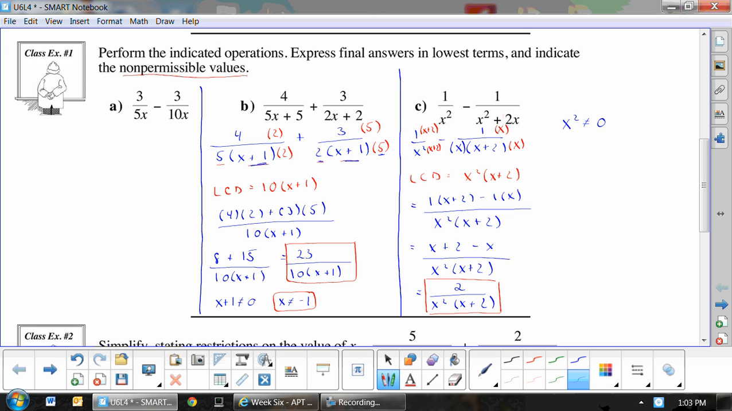So we know x squared cannot equal 0, so x cannot equal 0. Then we have x plus 2 cannot equal 0, so x cannot equal negative 2.